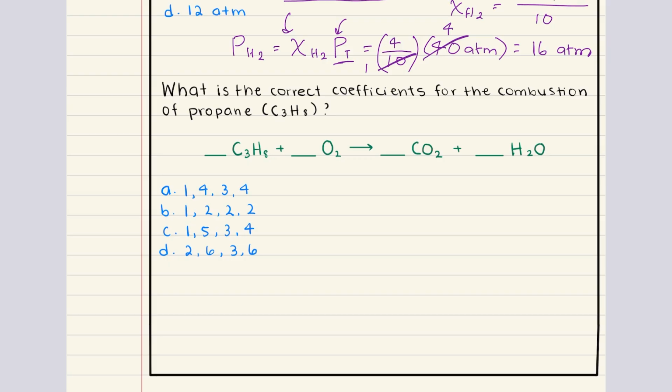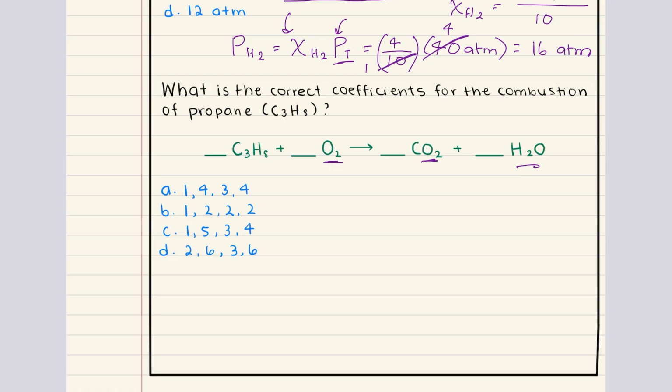Moving on to our last and final problem for this lecture. This problem says, what are the correct coefficients for the combustion of propane? Propane is C3H8. So to determine the correct coefficients for the balanced combustion reaction of propane, we need to recall that combustion reactions always involve oxygen gas, and they produce carbon dioxide and water.